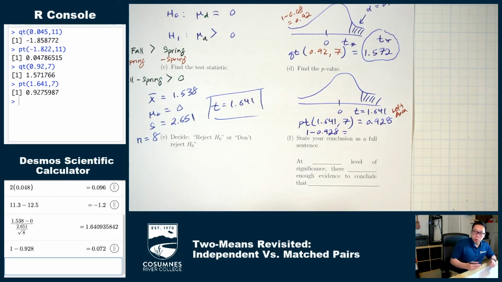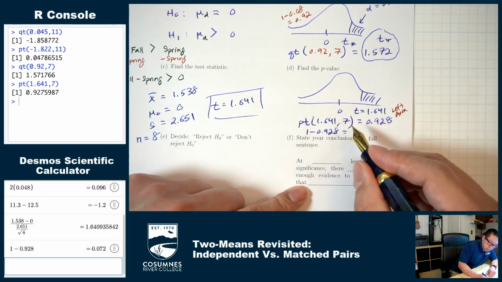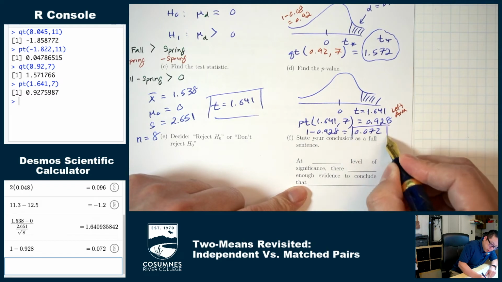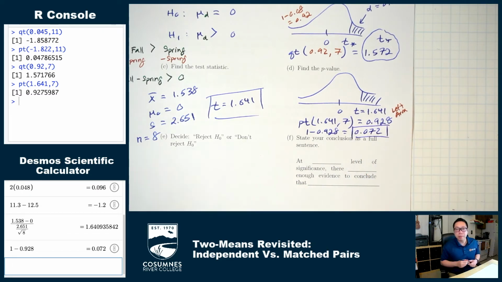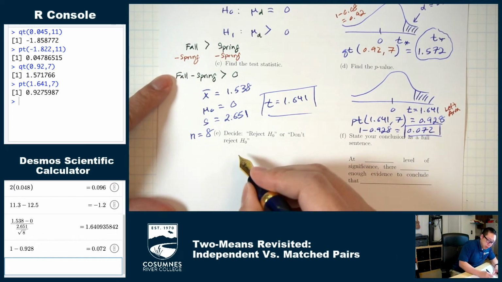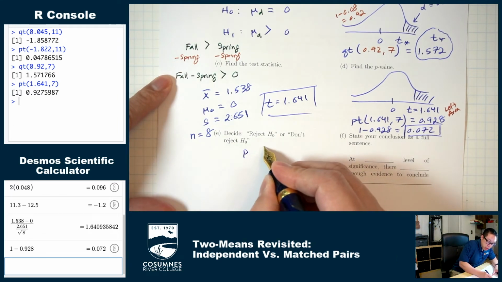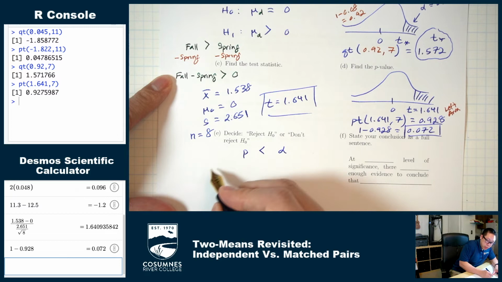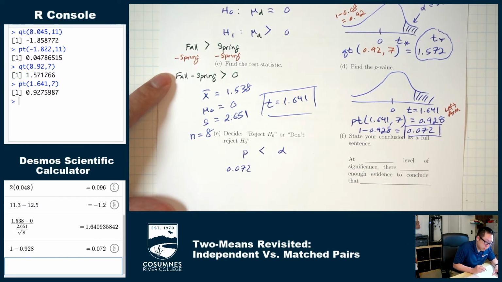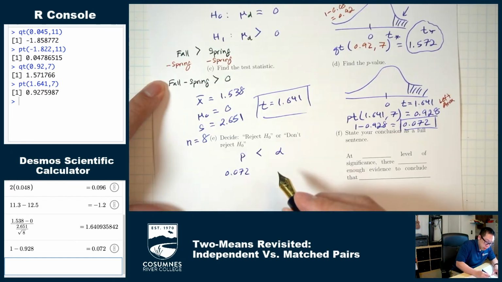0.072. That looks more correct. Part E, reject or don't reject. We're going to take our p-value and check whether or not it's less than the alpha. The p-value is 0.072. Alpha is 0.08.